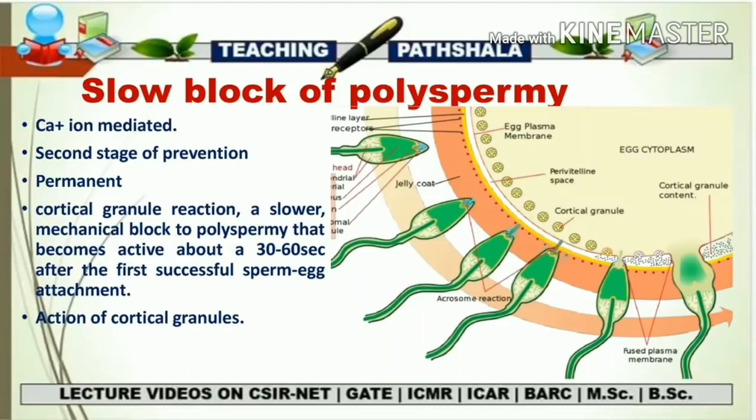The next step is the cortical granule reaction, a slower mechanical blockage to polyspermy that becomes activated about 30 to 60 seconds after the first successful sperm-egg attachment. And the last point is that it is the action of the cortical granules. From the figure you can see the location of the cortical granules, that they are placed just after the vitelline membrane.